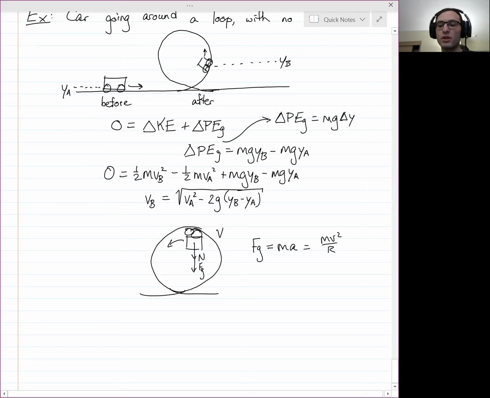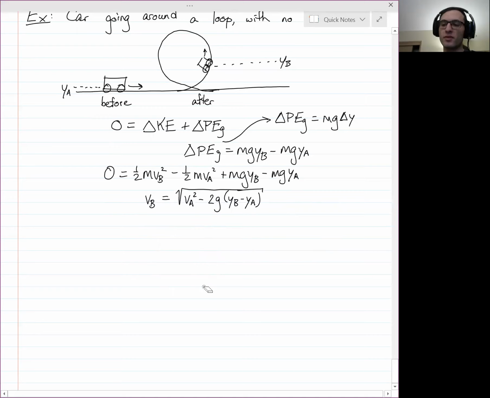The whole point is that you can use this formula to find the speed and thus to find things like the radius or the gravitational force and so on. And the reason I brought that up is because it's on the homework.